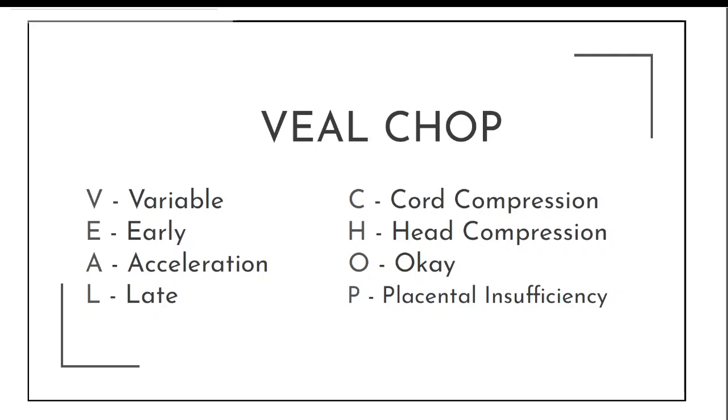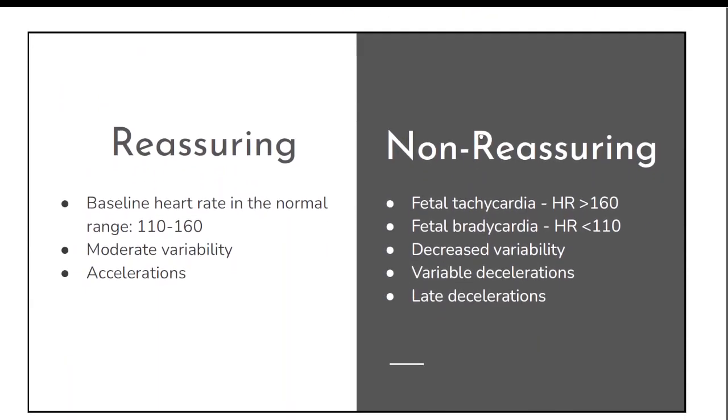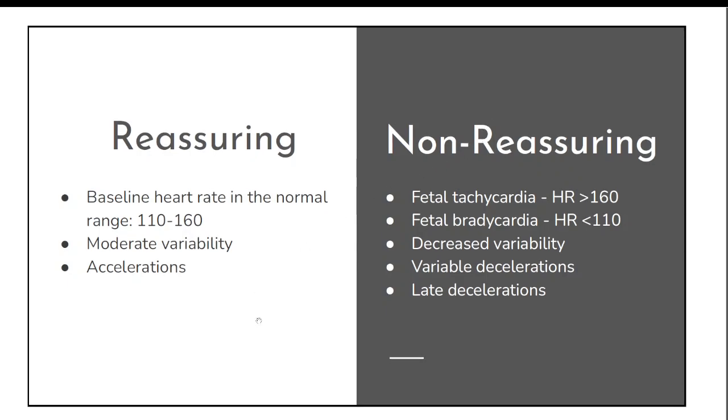So just to recap, what we're wanting to see is a reassuring fetal heart rate strip. That is a fetal heart rate of 110 to 160 with moderate variability and accelerations. Non-reassuring fetal heart rate strips are tachycardia or bradycardia accordingly, decreased or absent variability, those variable decels, and those late decels. I see any of those things, I'm worried. I am not reassured. It is non-reassuring. If I see any of those things, I have to know what to do about it.